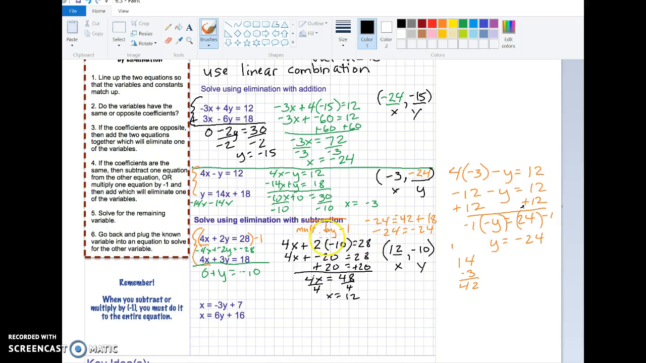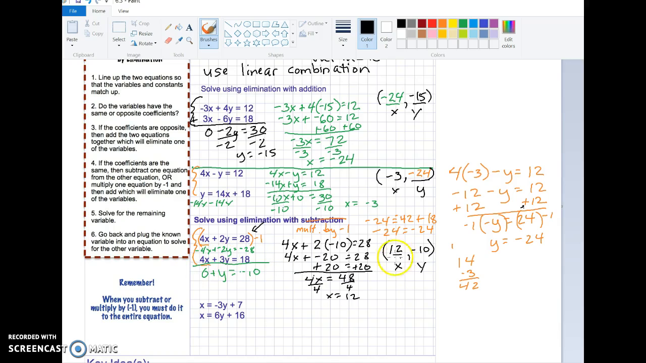Okay, I did my work right here. I plugged in negative 10 for y and I solved for x and I came up with x equals 12. So my x is 12, my y is negative 10, is the solution to this system of equations. I used this first equation to figure out what my x was, but I could have used the second one, and I always like to double check and make sure that it works in the second equation as well.